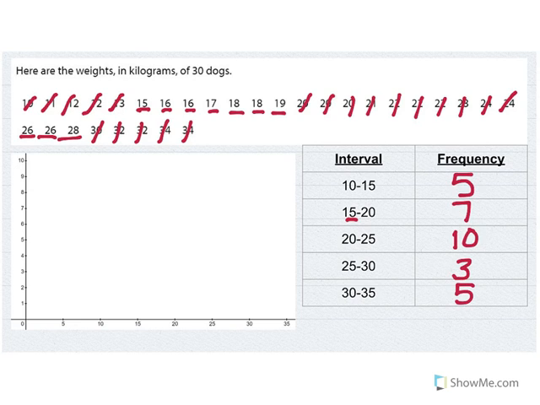Now, a good way to make sure that you counted up all of your data points is to add up all your frequencies together. So we have 5 plus 7 is 12, plus 10 is 22, plus 3 is 25, plus 5 is 30. And we know we have 30 data points because they said we're going to be using 30 dogs.